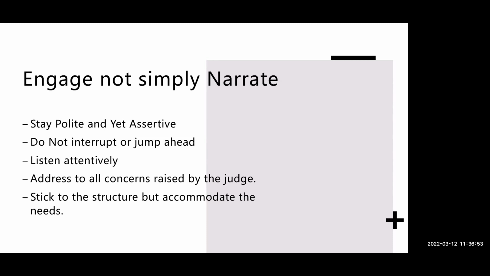The second thing, do not interrupt or jump ahead of them whenever they are asking a question. Please listen carefully. Sometimes when they're asking the question, you start formulating your answer in your head and you skip what the second question was. So you have to formulate the answer, but also be careful that they are not finished yet. They might have some different question. Once you listen attentively, you will be able to address all their concerns. Still, stick to the structure, but whatever they are asking, accommodate to their needs.